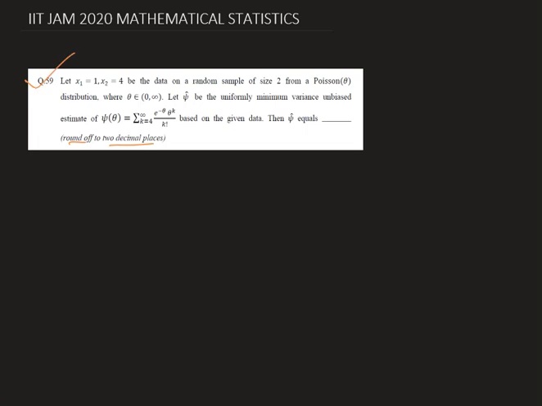Let x1 equals 1 and x2 equals 4 be the data on a random sample of size 2 from a Poisson theta distribution, where theta belongs to 0 to infinity. Let psi hat be the uniformly minimum variance unbiased estimator of psi theta, which is equal to the sum over k equals 4 to infinity of e to the power minus theta, theta to the power k divided by k factorial, based on the given data. Now we need to find the value of psi hat. Okay, so let's try to solve this.